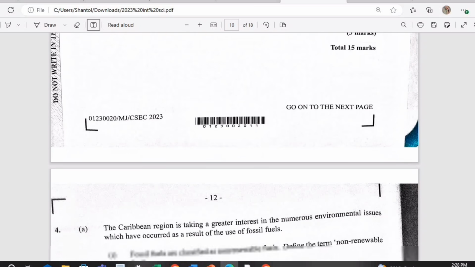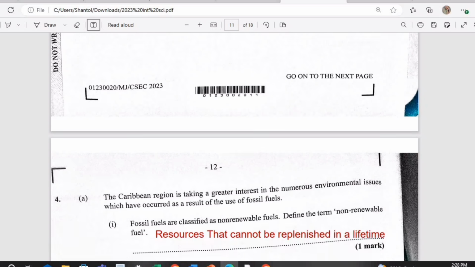Next question. The Caribbean region is taking a greater interest in the numerous environmental issues which have occurred as a result of the use of fossil fuels. Fossil fuels are classified as non-renewable fuels. Define the term non-renewable. Now, non-renewable fuel is any resource that cannot be replenished in a lifetime. Right? So if you said that it cannot be replenished, it is finite, meaning that it will run out, then you should get your 1 mark.